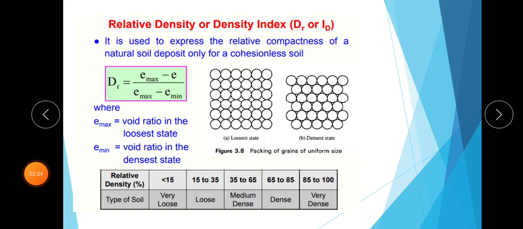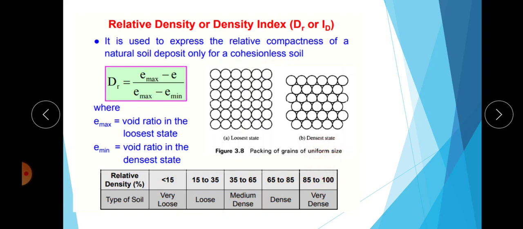Based on the range of relative density, the soil can be classified into different types. If the relative density is less than 15%, the soil is very loose, and if it is between 15 and 35, it is classified as loose. If the relative density is between 35 and 65, it is medium dense, between 65 and 85, it is dense, and between 85 and 100, it is very dense.